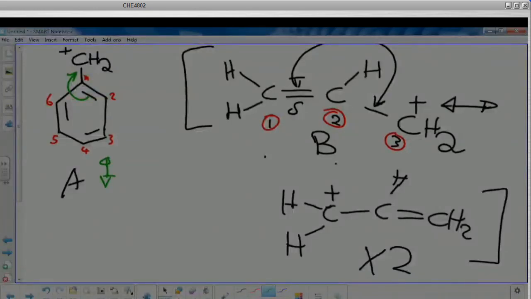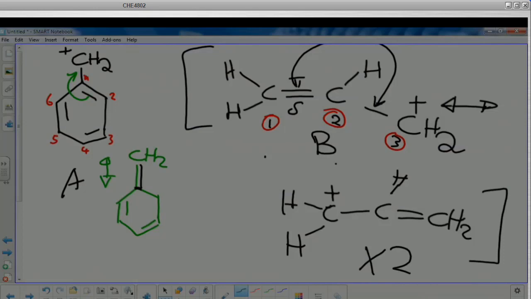What do we get? Have we made a change between 3 and 4? No. Between 5 and 6? No. Where have we made a change? Between 1 and 2. Have we made any change between 1 and the top carbon? What change have we made? We now have a double bond. You agree? We have introduced a change, and this carbon is now in noble gas configuration.